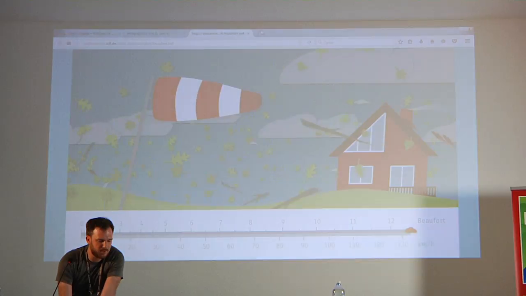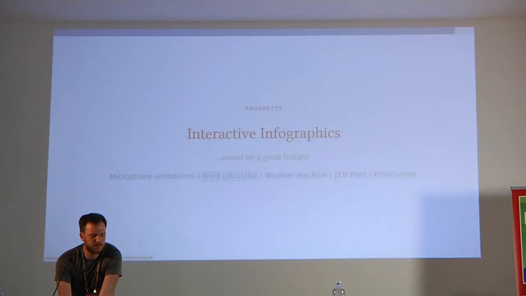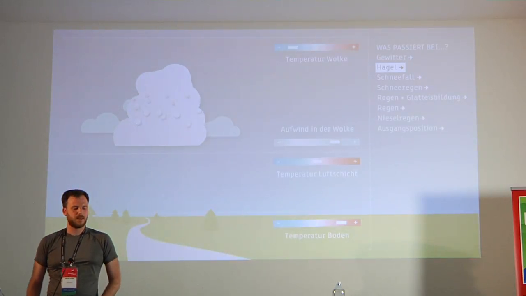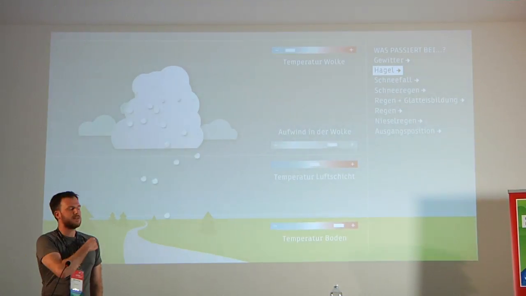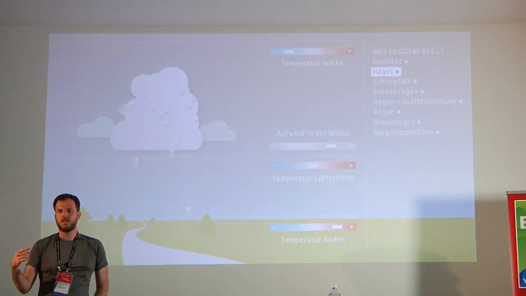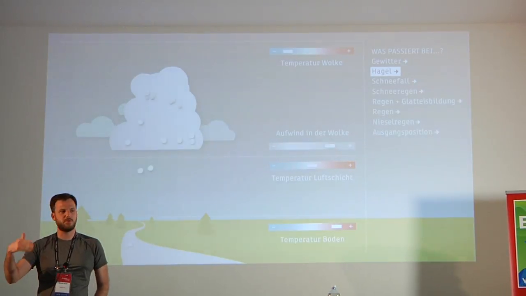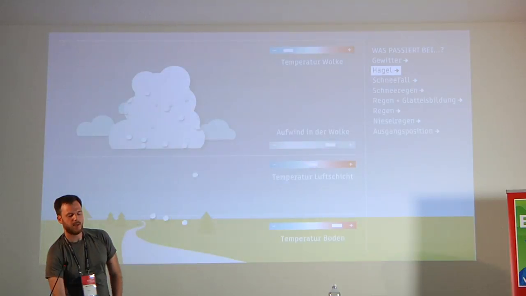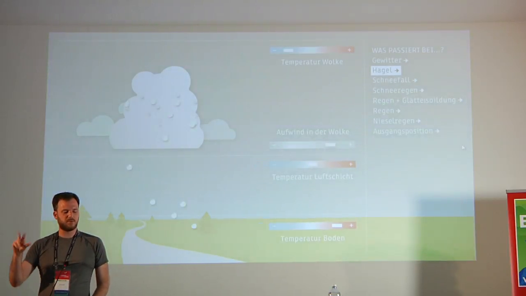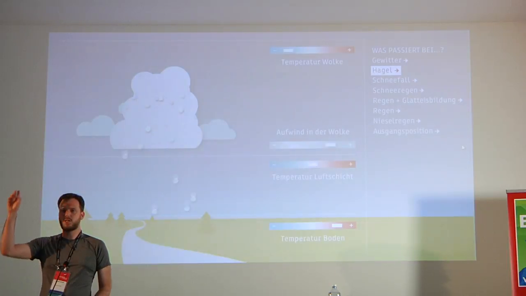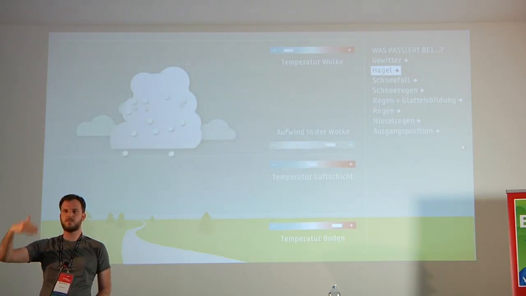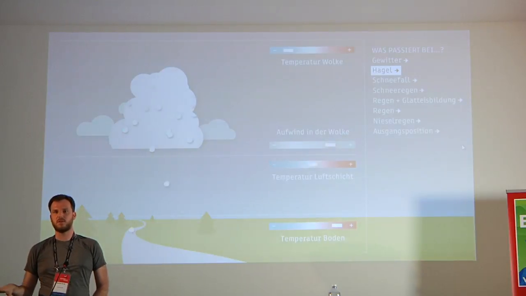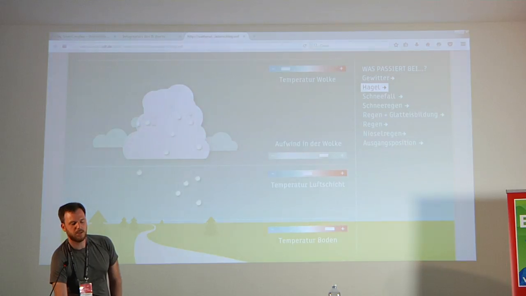Okay, another example. The weather machine, staying with the weather. The task here was to explain how rain comes to existence and how snow and hail come to existence. And you have these four factors, which are the temperature in the cloud, the wind speed in the cloud, the temperature in the air, and the temperature on the ground. And you can change that.